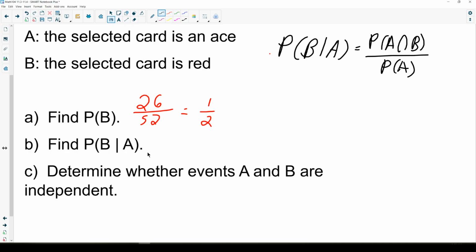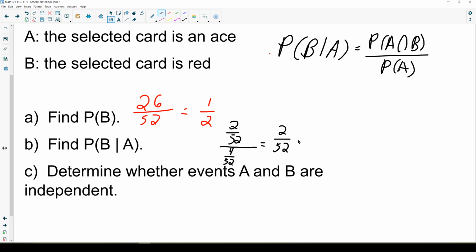If I want to find probability of B given A, we know that the intersection of A and B here should be 2. There are 2 aces out of the 52 that are indeed red. I would divide that, because that's our intersection, by the probability of A. How often is the card going to be an ace? Well, there are 4 aces out of 52 cards in the deck. Do the division out, 2 over 52.